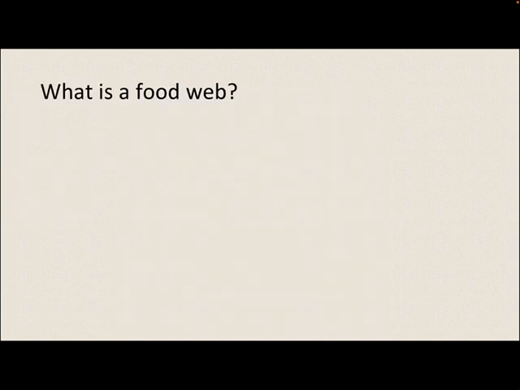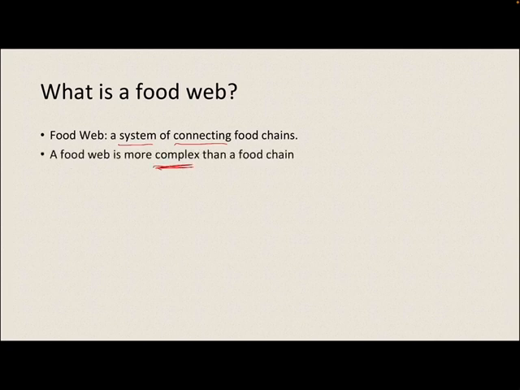All right. Now, what about a food web? Well, a food web is only slightly different than a food chain. A food web is a system of connecting food chains. A food web is more complex than a food chain, and a food web is basically multiple food chains intertwined. So a food web is multiple chains that can intersect, and they can go through each other. We're going to see an example of that on the next slide.